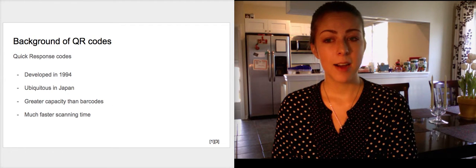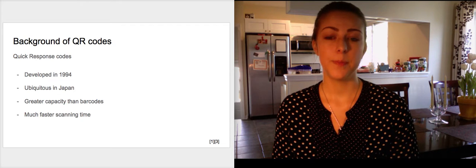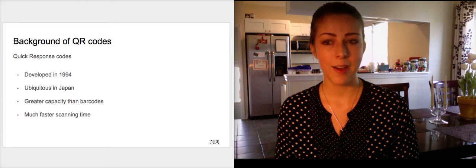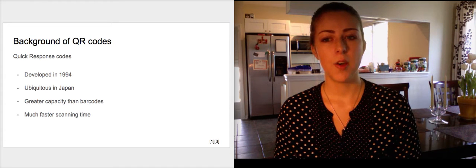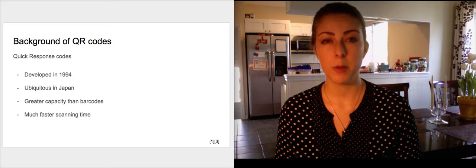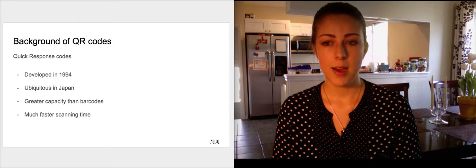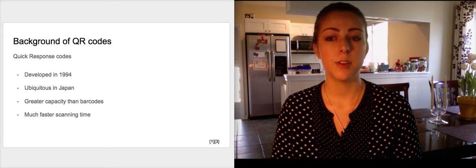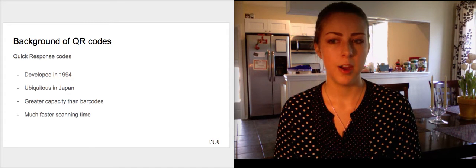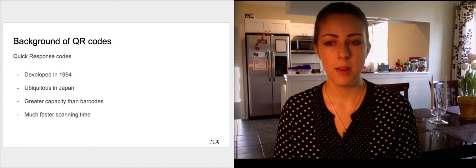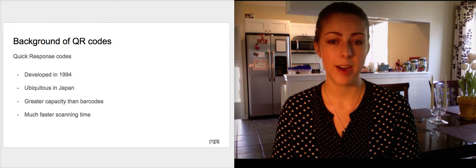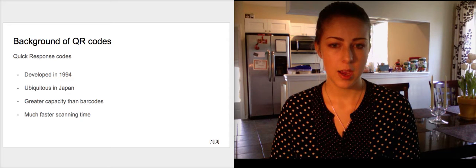Just a little background on QR codes. They were developed in 1994, so over 20 years ago in Japan, and though we have only seen them in America more recently, they've actually become ubiquitous in Japan. I chose the use of a QR code scanner as opposed to a barcode scanner for a few key benefits as well. The storage of a QR code is over 1,000 times greater than that of a barcode.